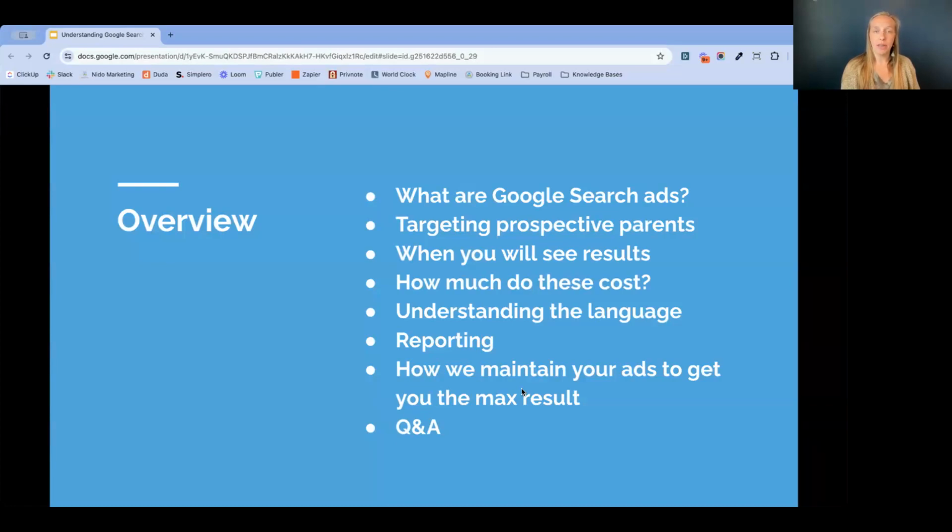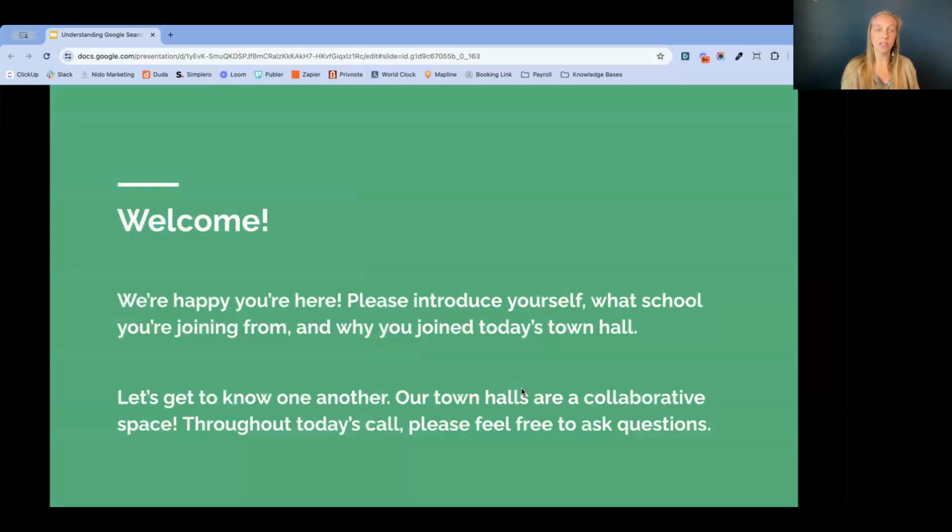So you have an ad spend that you pay, which we'll talk about in a little bit. And then also, if you run Google Ads through our agency, you're paying us. So this last point is just going to talk about what that is for and what you're paying us to do. Then finally, some questions and answers.